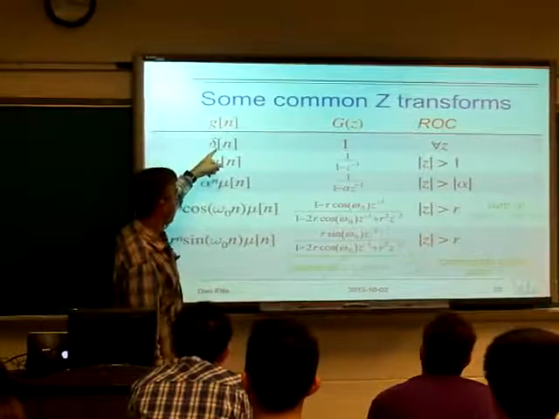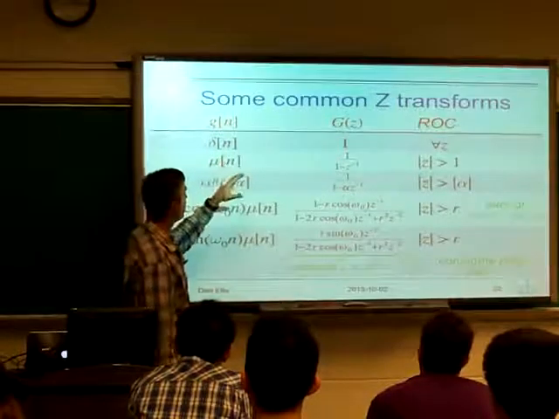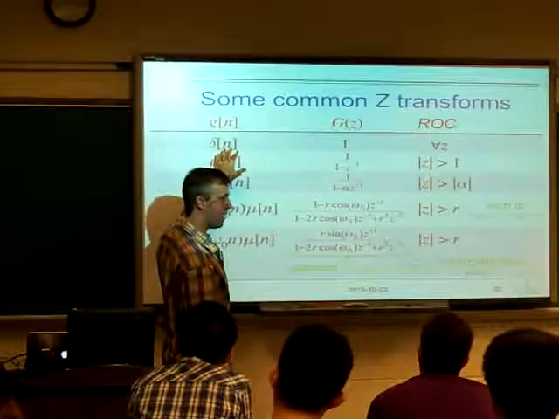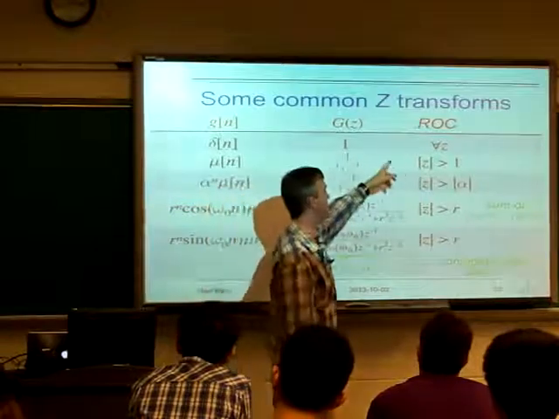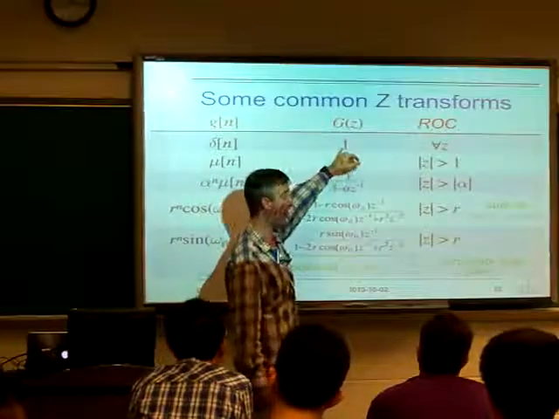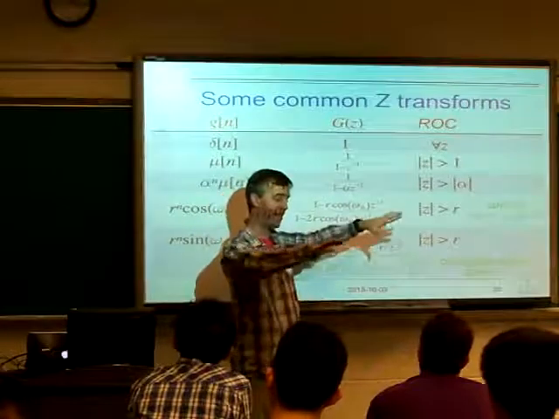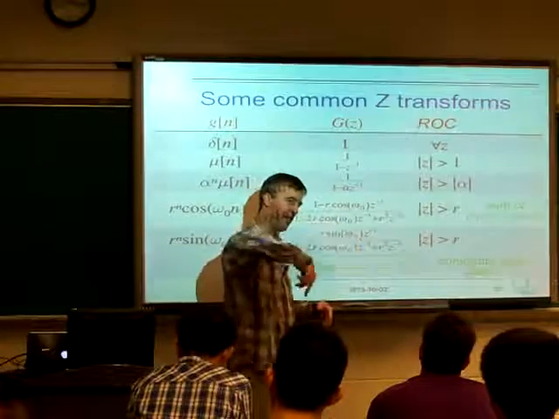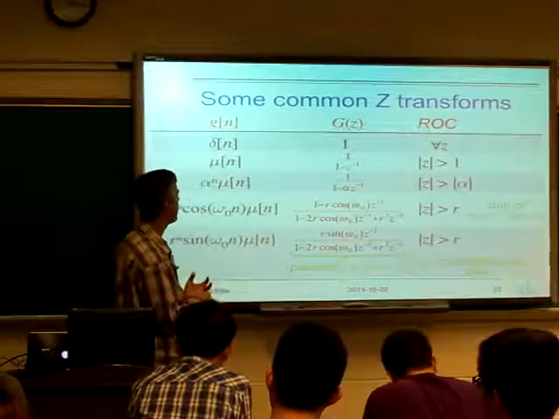If g of n is delta of n, we just apply the sum of g of n, z to the minus n. It's only non-zero for n equals 0, so it's z to the 0, which is always 1, and so that actually converges for all values of z. And that's nice because we know that the DTFT of that is 1, and so happily when we intersect this function, which is 1 for all values of z, with the unit cylinder, we get the DTFT equal to 1, as we expect it to be.